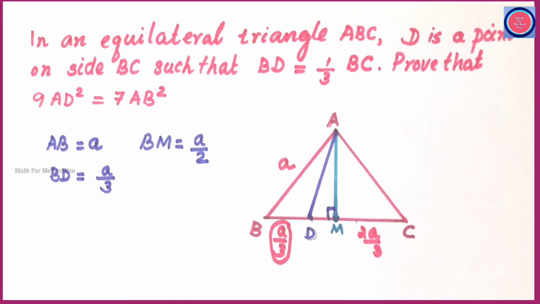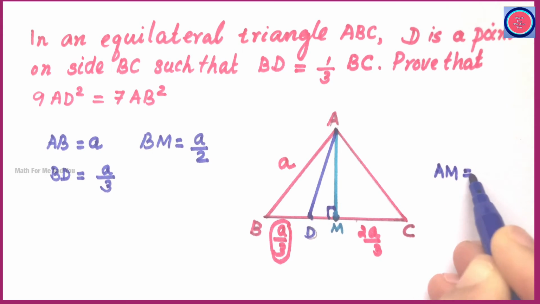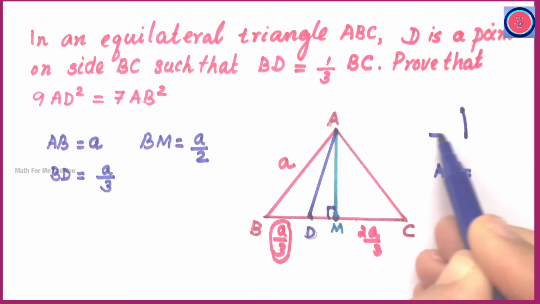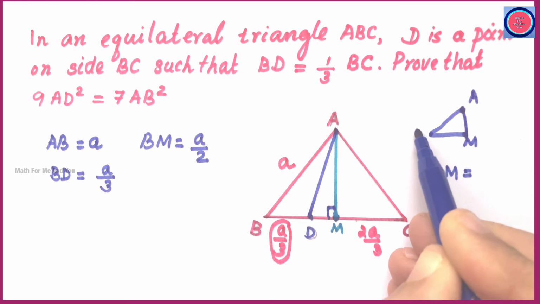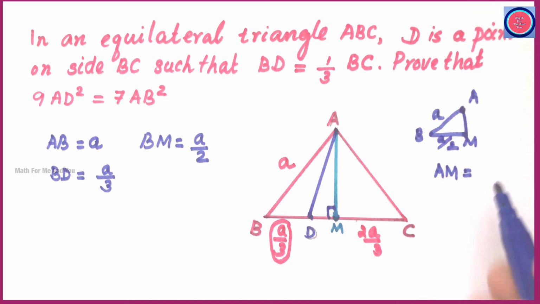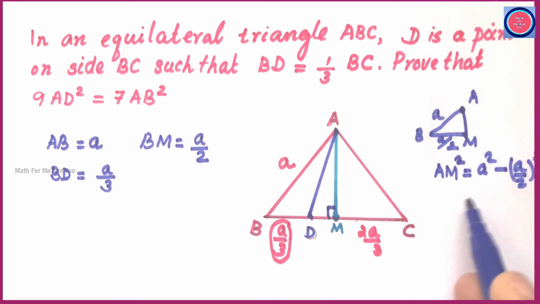Now we need two distances, AM and AD. First we can calculate AM because M is 90 degree. Now we can consider a right angled triangle AMB. I will draw it again. See here the right angled triangle and right angled at M. Here AB is the hypotenuse with length A and base is A over 2. Can you find AM? AM square we can find using Pythagoras theorem. Hypotenuse square minus the base square. A square minus A over 2 the whole square.